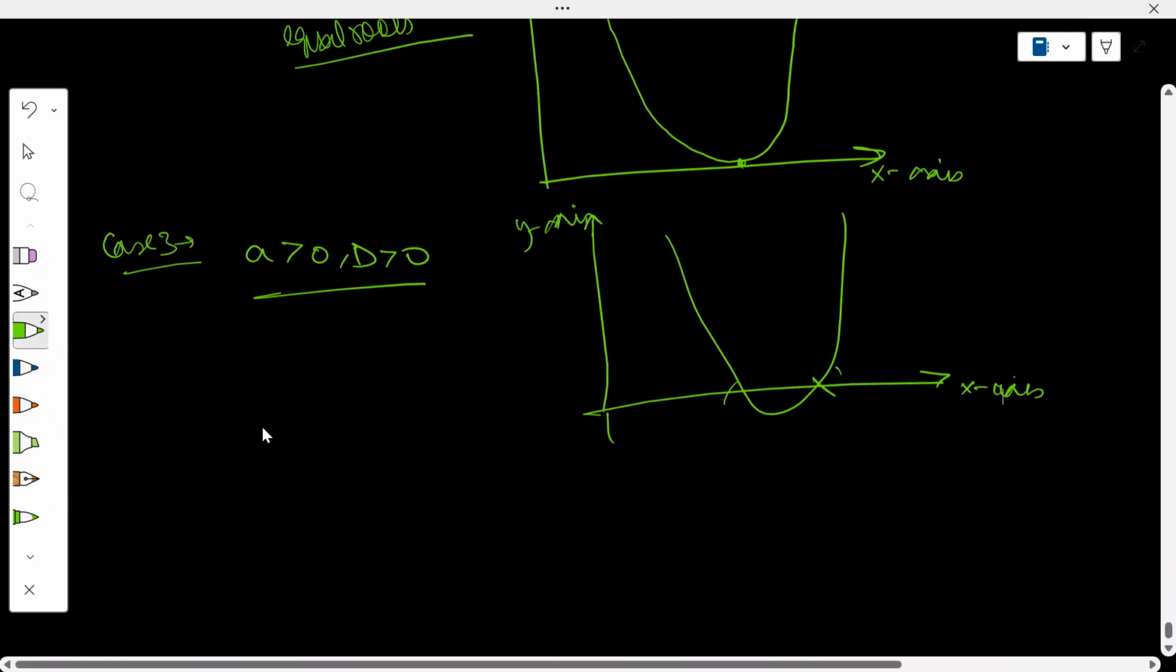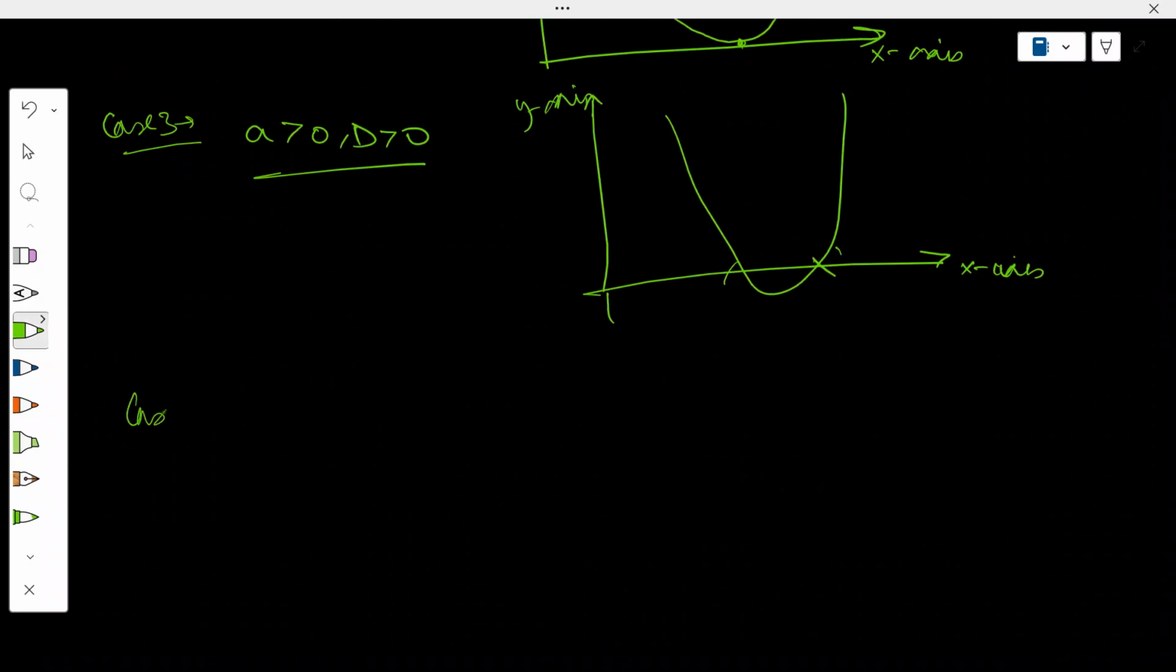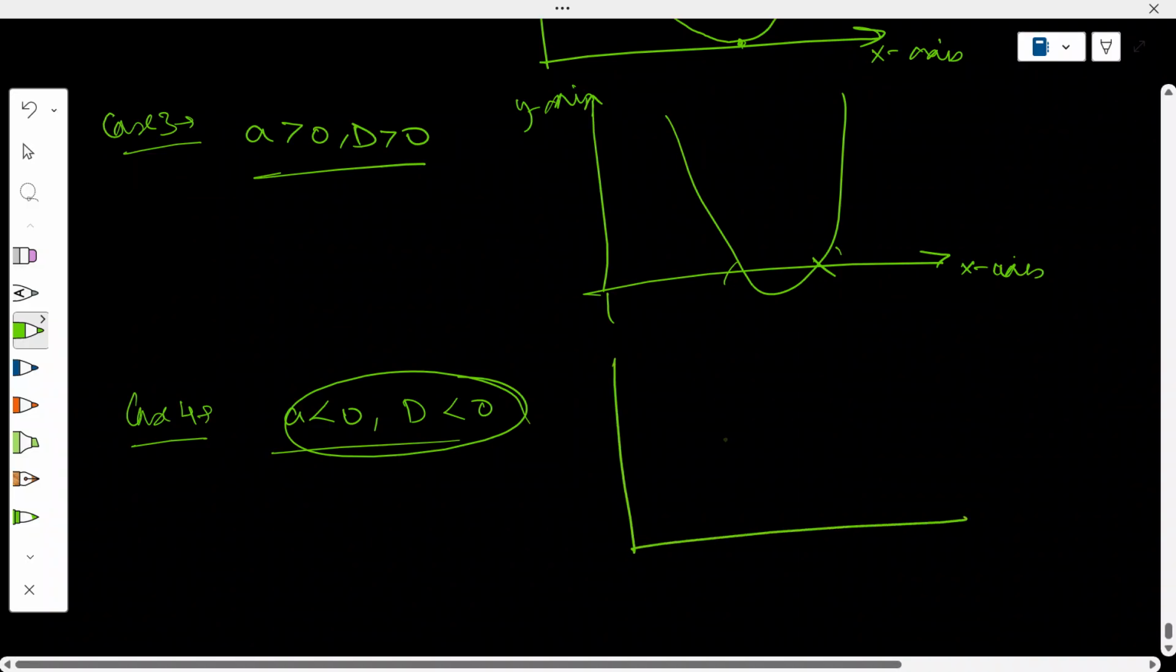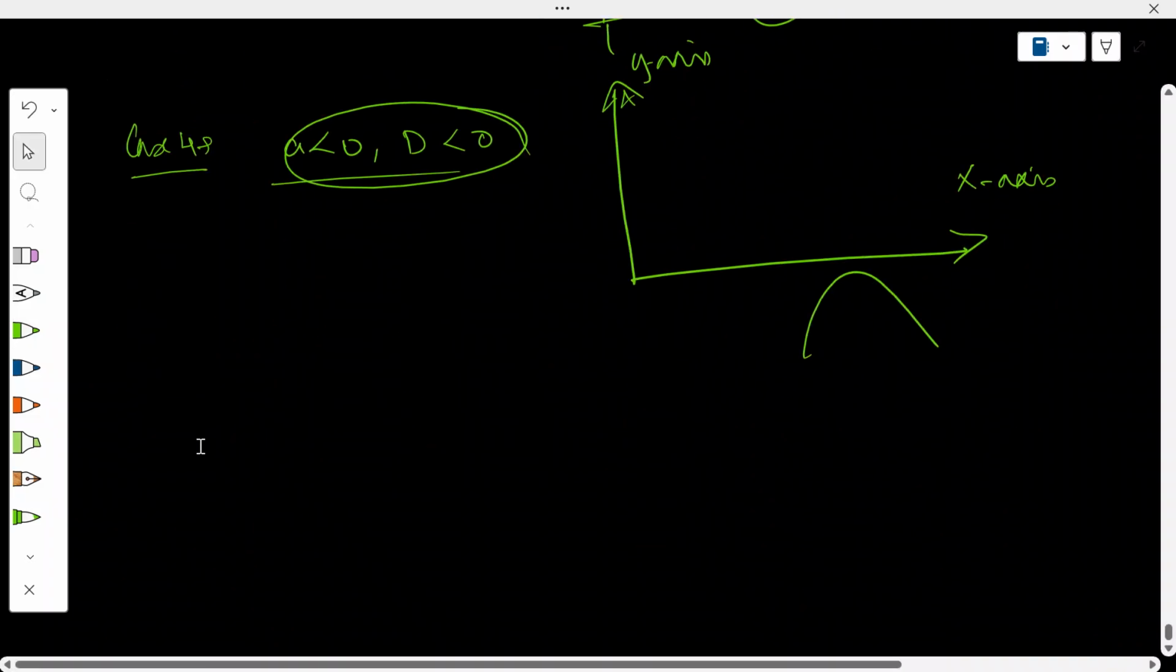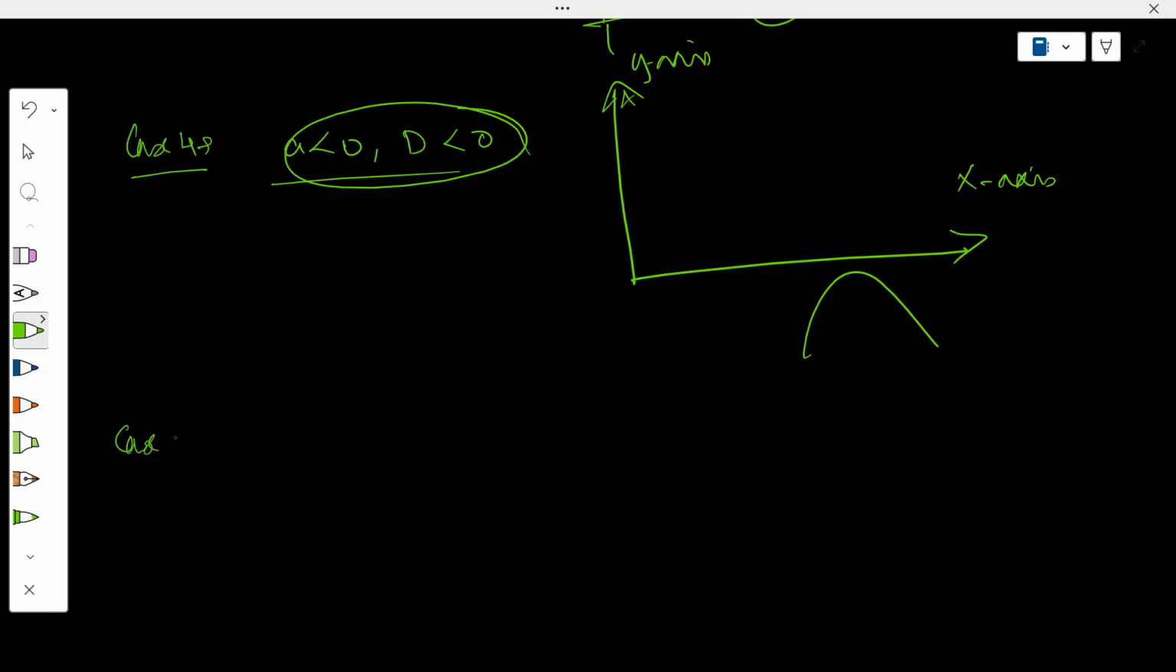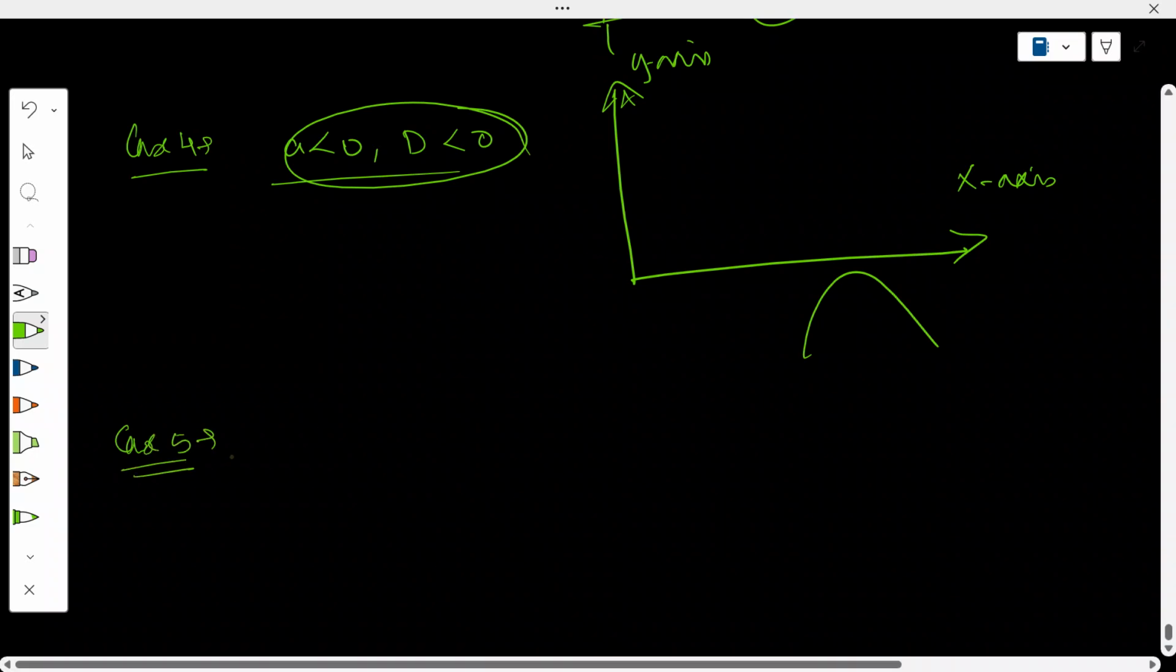And now look at the fourth case in which we have a less than 0 and d less than 0. So basically the graph of the equation opens downwards and the roots are also imaginary. So the graph will look like this. This is the y-axis and this is the x-axis. The graph will look like this. Now let's look at the fifth case.